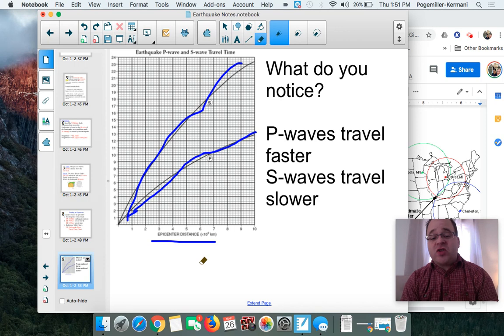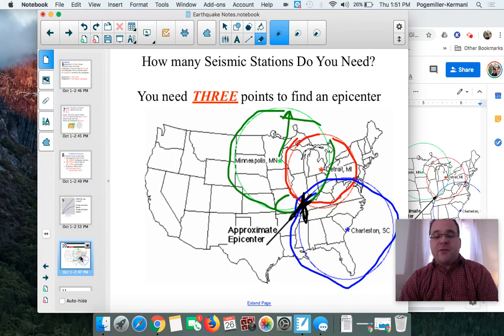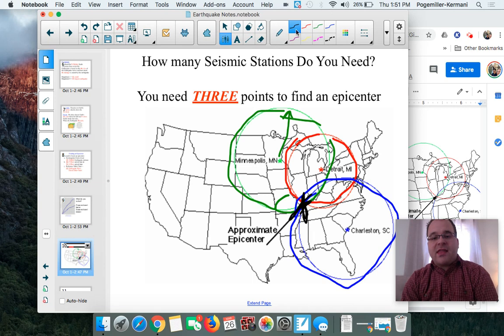Once you use this chart to find the distance of an earthquake away, then you go to your map, you draw a circle that is that far of a distance. So let's say you're in Minneapolis, that the epicenter is 1,000 kilometers away. Draw a circle 1,000 kilometers away in every direction. Once you draw your 3 circles, X marks the spot, and that's where the epicenter happened.